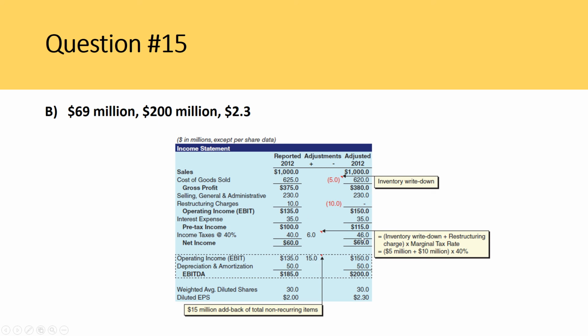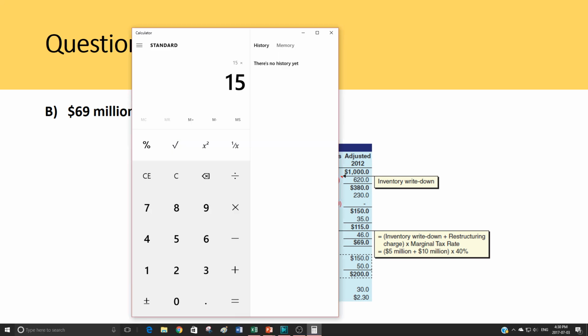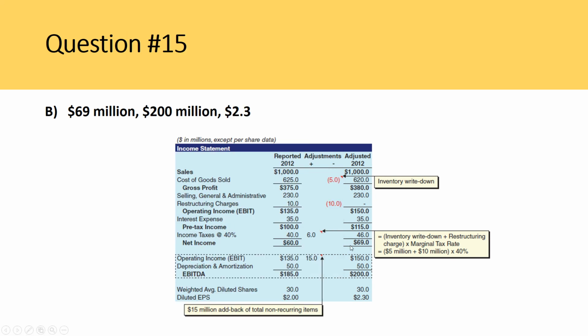Now for net income, we have to tax-affect it because there's a tax rate applied to this. So I can pull out the calculator and we can just do 15 times the marginal tax rate of 40%, so it'd be 0.6. So the after-tax adjustment necessary to net income would be 9. So we add the $9 to the 60 to get an adjusted net income of 69.